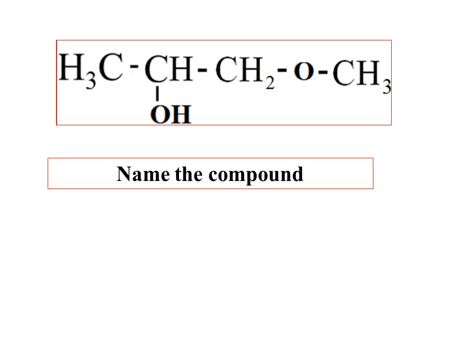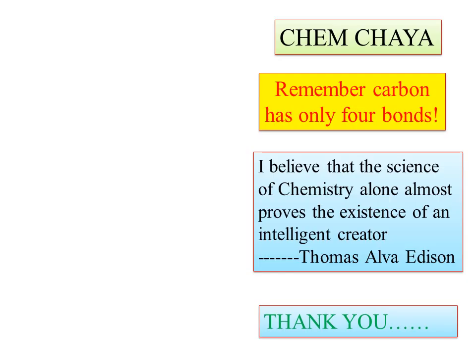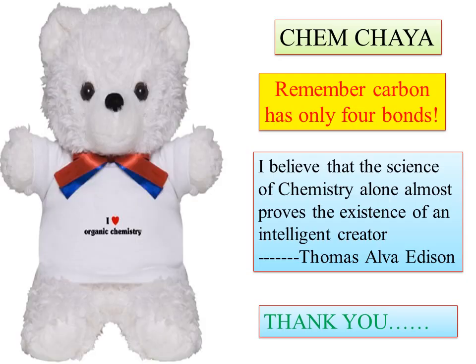So here also, a compound is given which has 2 functional groups. One is an ether, the other one is an OH group. So you try to name this particular compound. Remember, carbon has only 4 bonds.